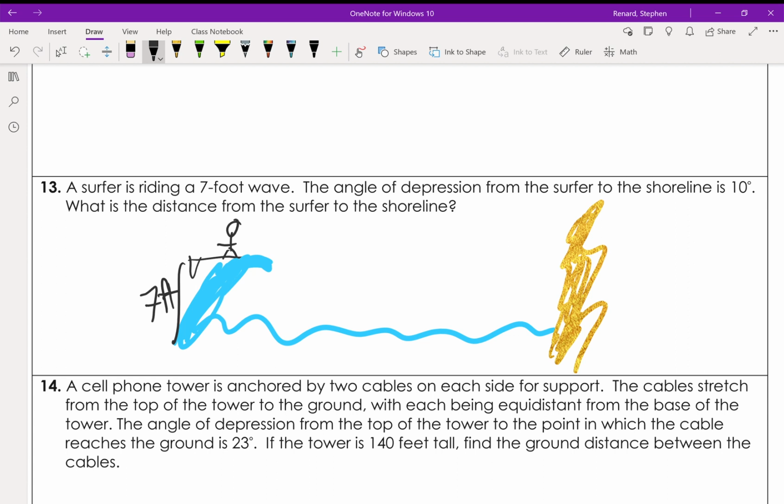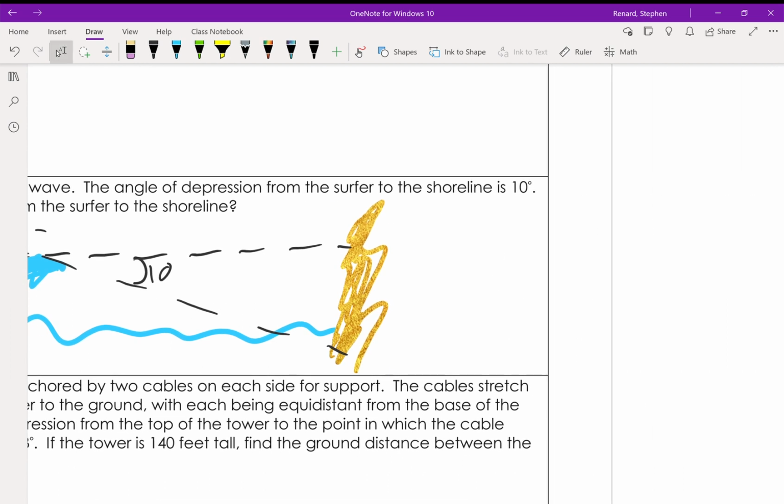Now again, this is really crucial. It says that the angle of depression from the surfer to the shoreline is 10 degrees. That does not mean that this right here is 10 degrees. No. Remember what we're doing here. Oops, my wave disappeared. Now it's just hanging in the middle of the air. That's unfortunate. Here you go. So remember what we're doing is we go straight out from the surfer, and down here, this right here is my angle of depression. That's 10.